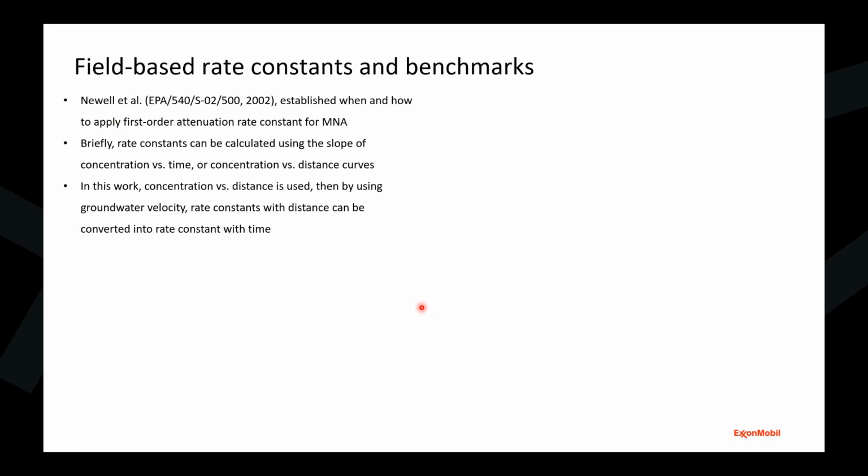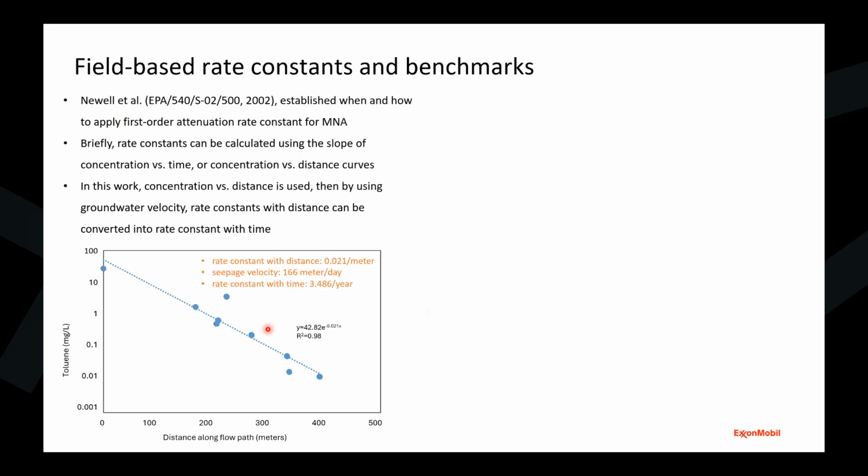And so in this work, what we did was mainly use concentration versus distance, but since we know the groundwater velocity, we can also calculate rate constants with time by converting distance into time. To show you an example again for the Victoria site in Australia, these are the toluene concentrations on the y-axis in milligram per liter, and on the x-axis is the distance along the flow path.